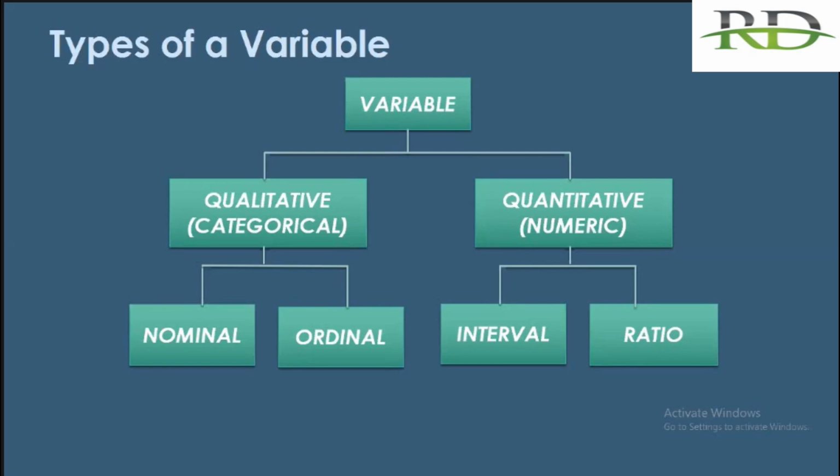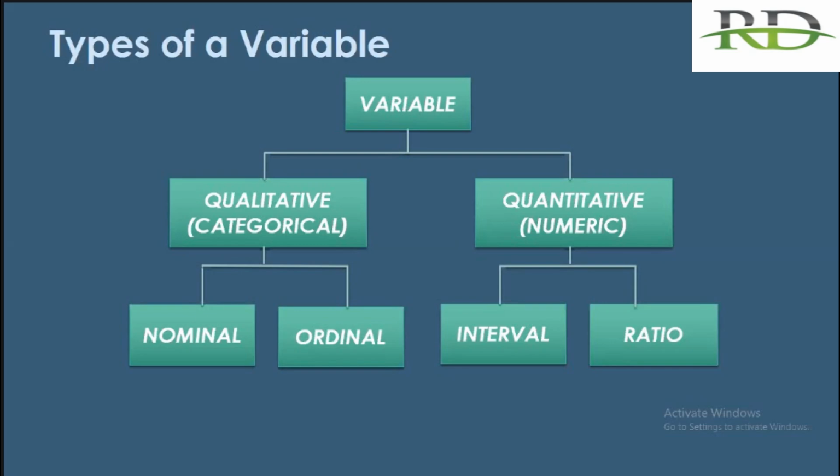Okay, coming to quantitative, any variable which is capable of being measured or counted is known as a quantitative or numeric variable. I am repeating the definition once again. Any variable which is capable of being counted or measured is known as a quantitative or numeric variable, also called a metric variable. Now, what do I mean when I say counted or measured?